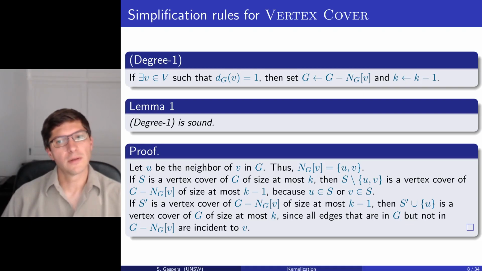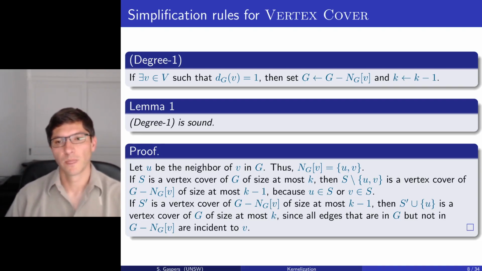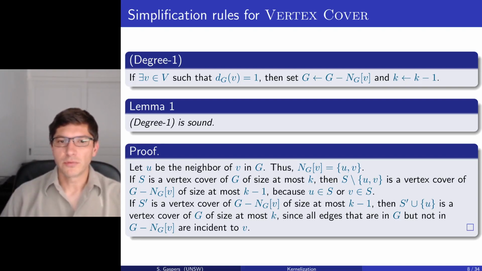And also, this set covers all the edges of G minus the closed neighborhood of V, just because we have already removed all the edges that were covered by U and V. And all the remaining edges were covered by the remaining vertices of S. Okay, so what have we proved now? We proved that if G is a yes instance, then the output instance is also a yes instance. So the output instance is G minus the closed neighborhood of V, comma, K minus 1.